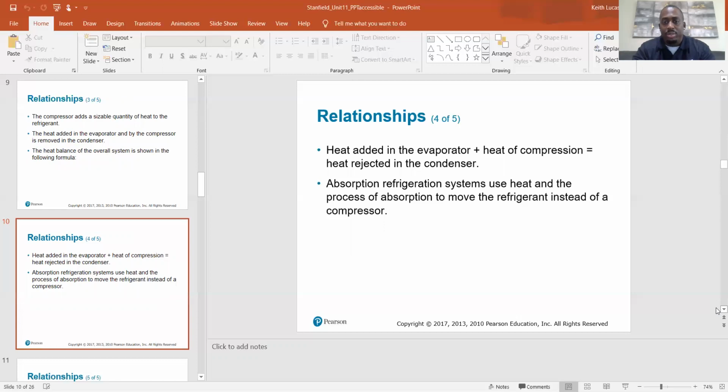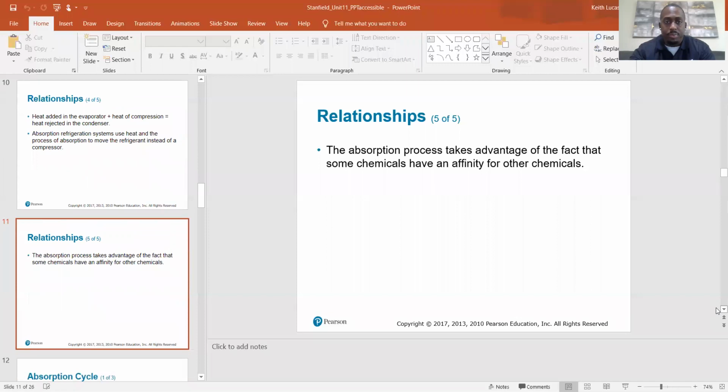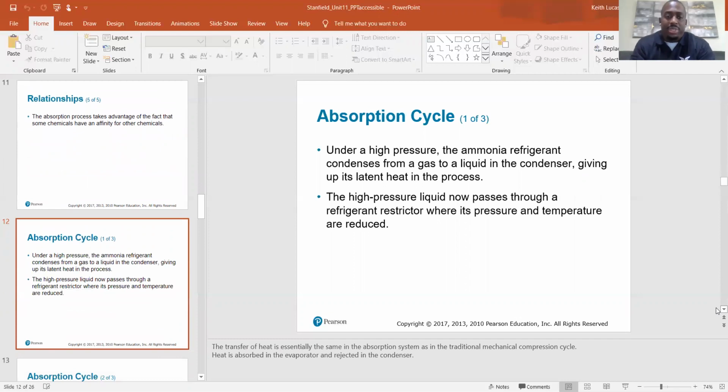Absorption refrigeration systems use heat and the process of absorption to move the refrigerant instead of a compressor. The absorption process takes advantage of the fact that some chemicals have an affinity to other chemicals. Absorption cycle. Under a high pressure, the ammonia refrigerant condenses from a gas to a liquid in the condenser, giving up its latent heat in the process.